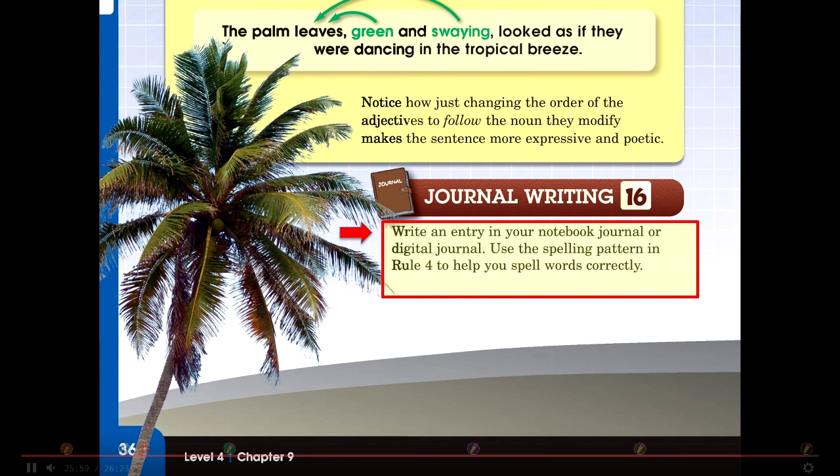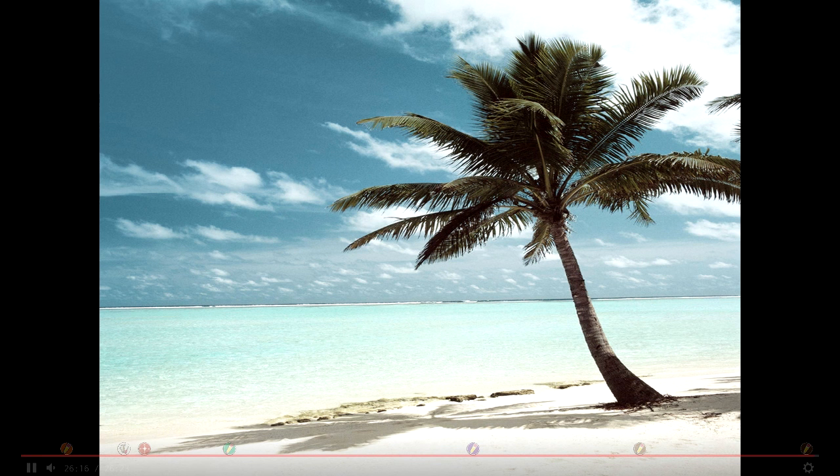We've reached the end of the lesson, and I'd like you to get out your journals so that you can enter Journal Writing 16 into your notebook journal or digital journal. Use the spelling pattern and Rule 4 to help you spell words correctly. I know learning these concepts isn't always a breeze, but do know that your efforts are standing out.